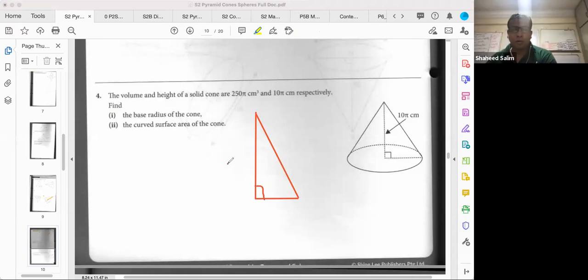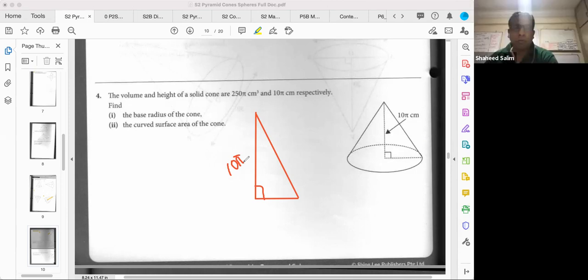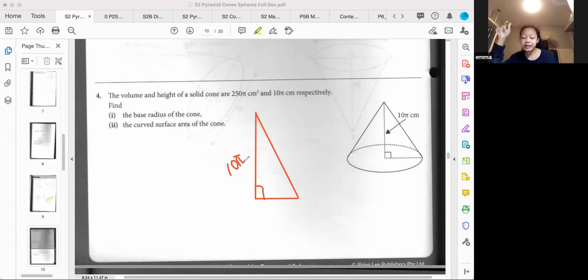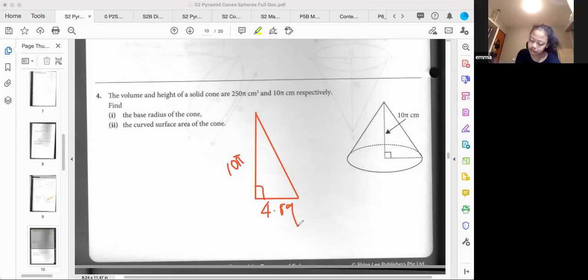You know how to find, Emma? What are you going to use to find? Pi times 4.9 times 11.13. How do you know the slanted height? Square root 10 squared plus 4.9 squared. Okay, 4.9, yeah, 4.89, yes. Okay, well done, well done.